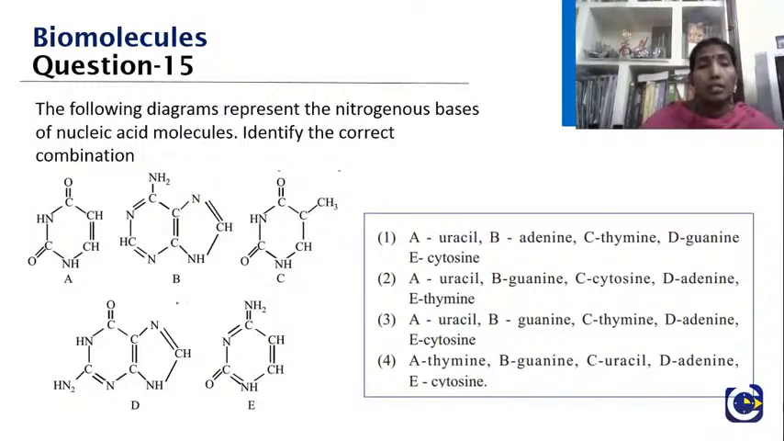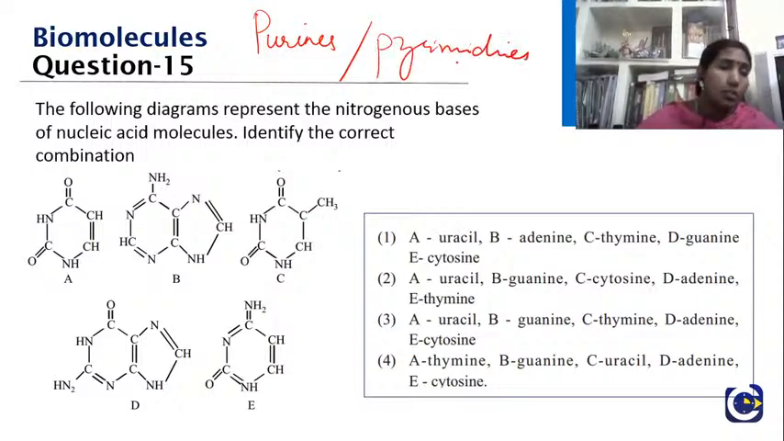So A, B, C, D, E are the diagrams. They are representing the nitrogenous bases, and here you are going to find out what is what. Basically, we have purines and pyrimidines, right? With this idea, we can make it. So what are the pyrimidines actually? The single ring structures. Have this in mind. Very simple way we will target and make it.